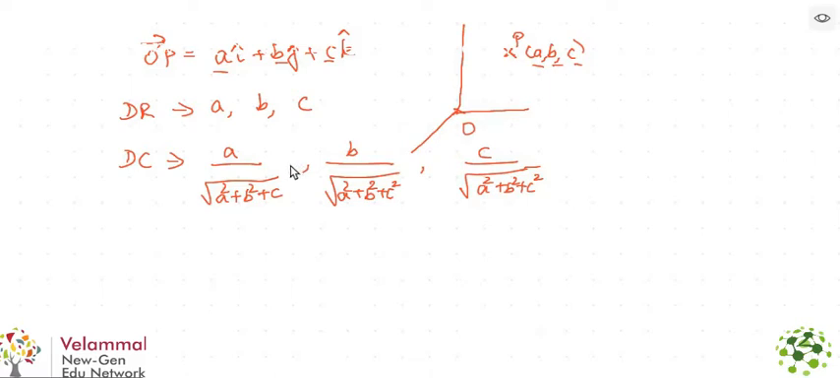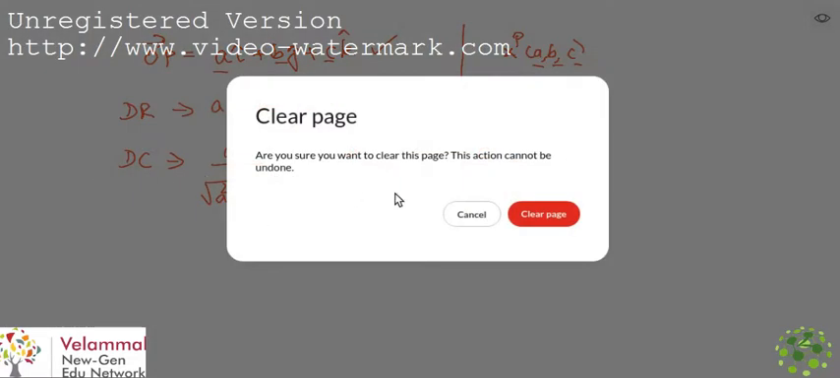So any point on the plane is (a, b, c). The vector OP which joins O to that point will be ai plus bj plus ck. The direction ratios are nothing but the coefficients of i, j, k. The direction cosines are nothing but the coefficients of i, j, k in the unit vector of OP. So these three things are very, very important. Please understand it carefully.